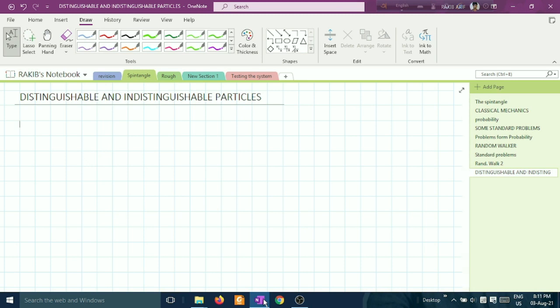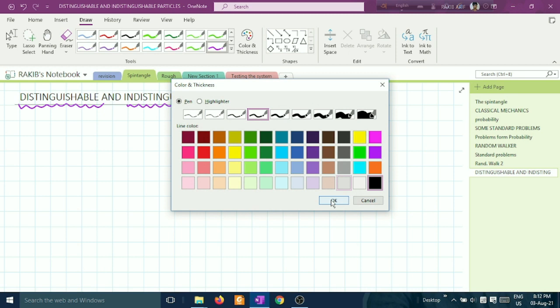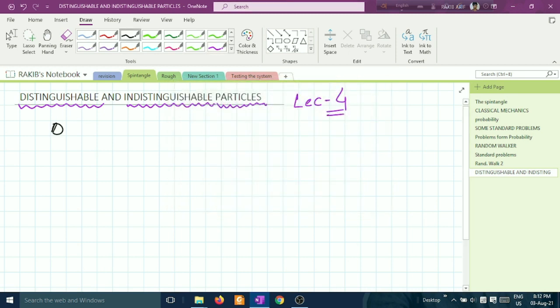Today I am here with a new topic. This one is lecture 5, I think so. Sorry, not lecture 5, this one is lecture 4 of statistical mechanics, in which we will be discussing distinguishable particles and indistinguishable particles, a very important topic of statistical mechanics. From this topic we will know much more about the microscopic world and its macroscopic reflections. Okay, so let's start with distinguishable and indistinguishable particles.